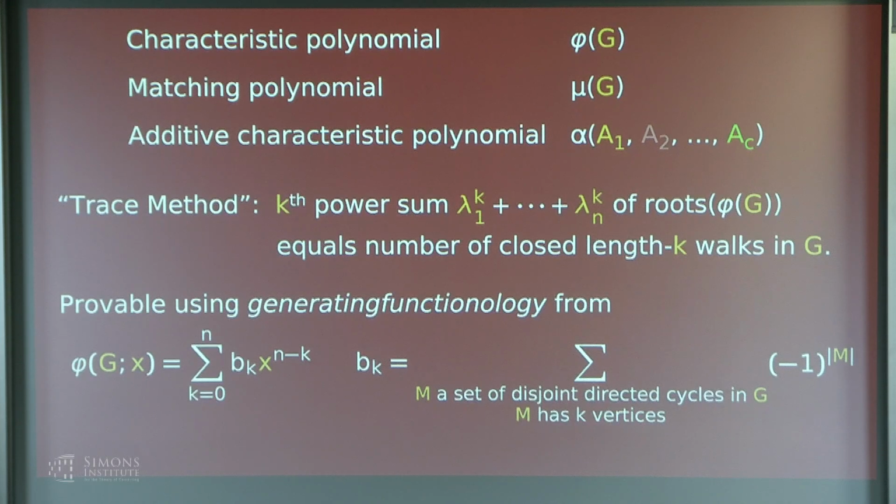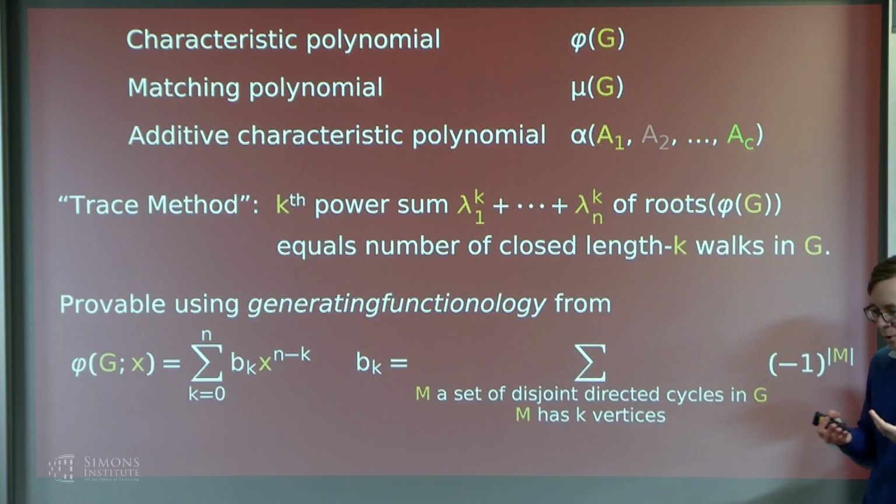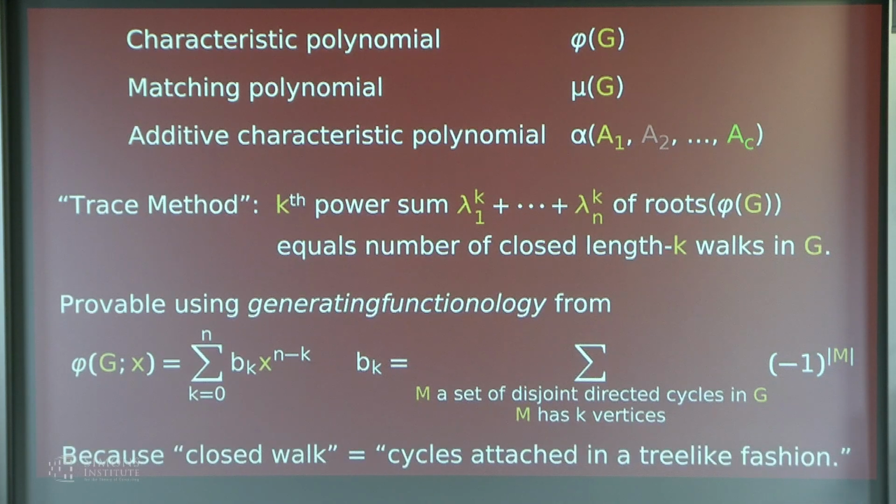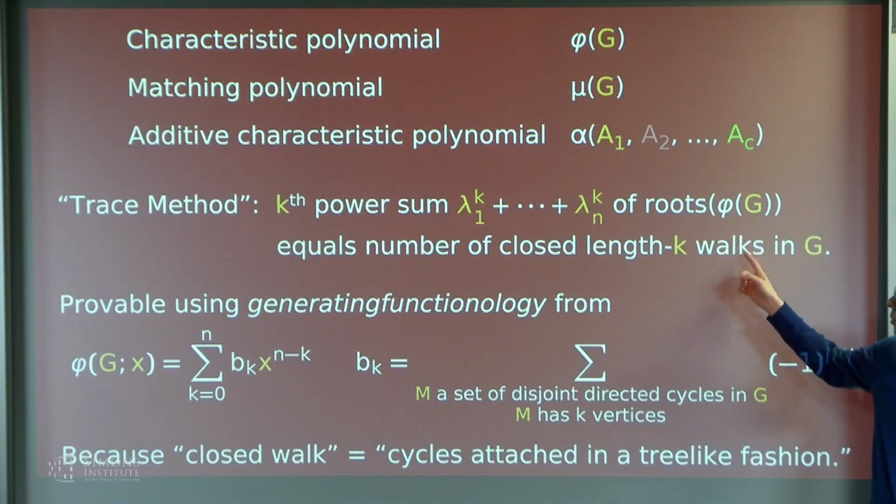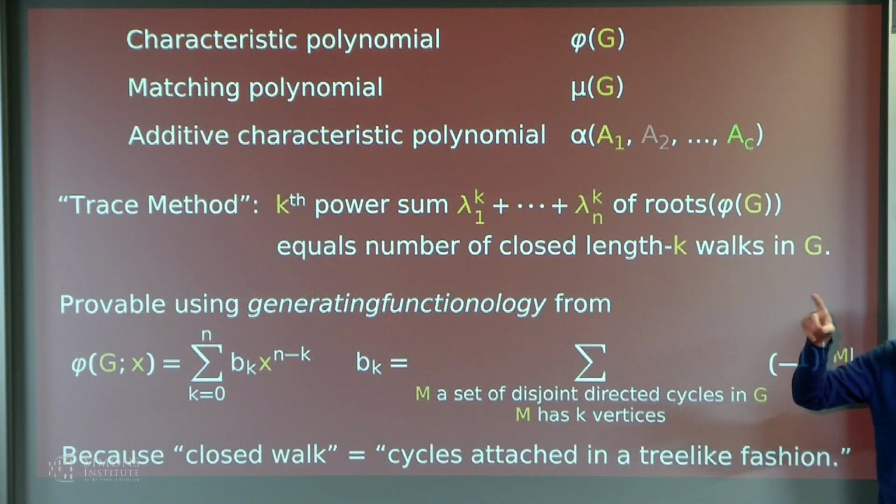And you can, and it just uses highly classical generating function techniques. Somehow it uses a combinatorial interpretation of the Newton relations. All I'll say at a high level is that the coefficients here are some kind of generating function for collections of disjoint directed cycles in G. And the kth power sum of the roots involves closed walks of length k.